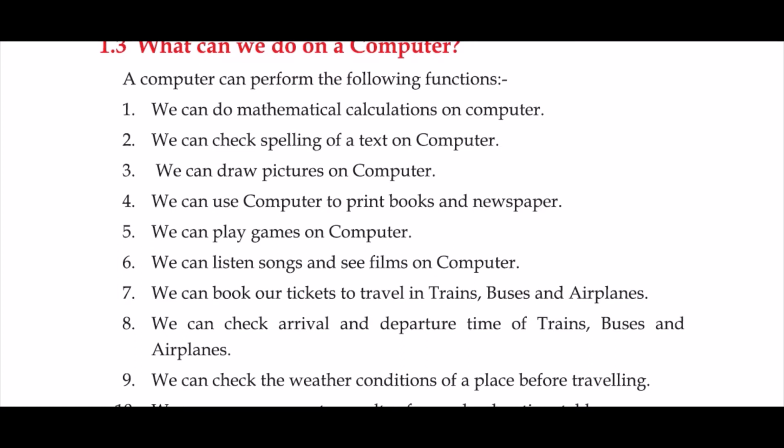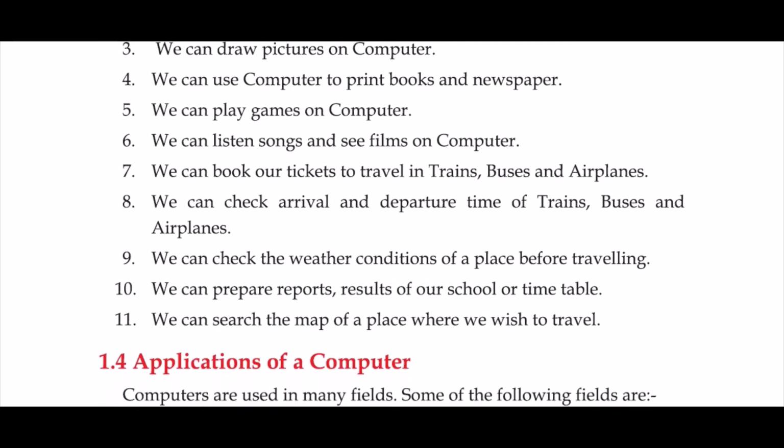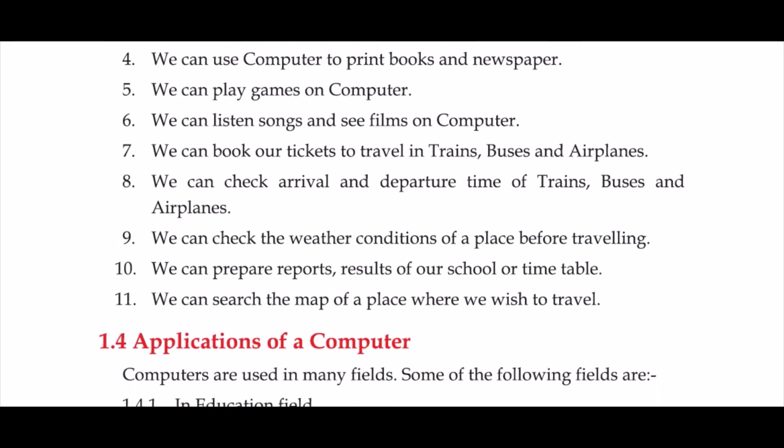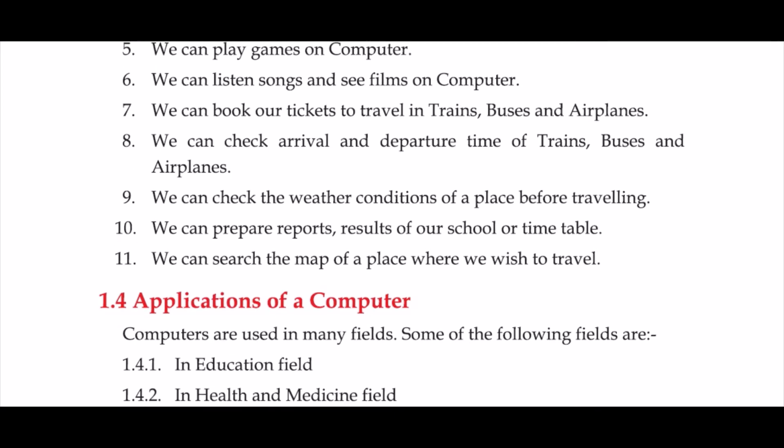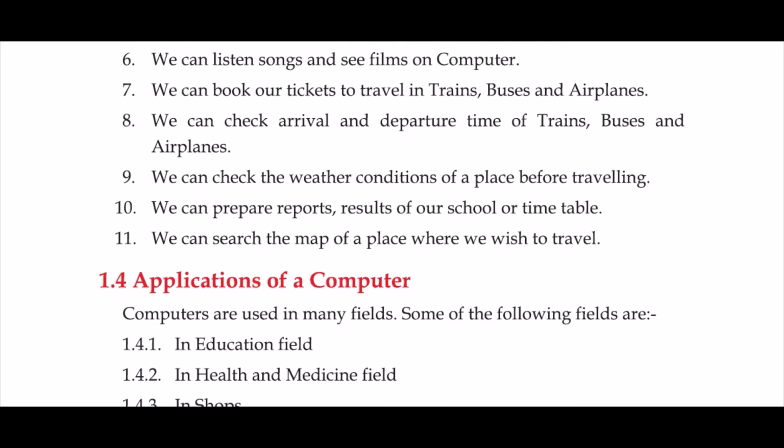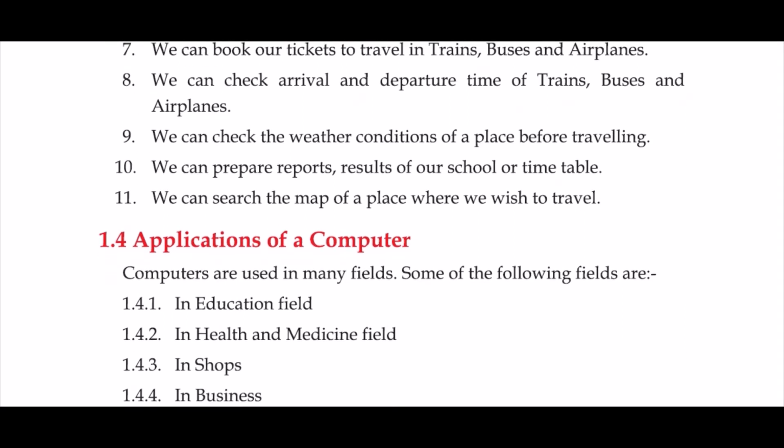We can draw pictures on a computer, we can print books and newspapers, we can play games, we can listen to songs, we can watch films, we can book our tickets to travel in trains, buses, and airplanes. We can check our arrival and departure time. We can check weather conditions of a place before traveling. Wherever we want to go, we can check the weather beforehand. We can prepare reports, results of our school, or a timetable. We can search the map of the place where we want to travel.